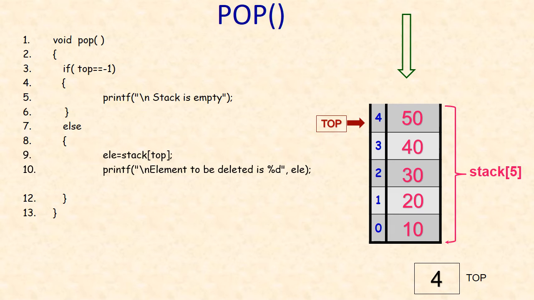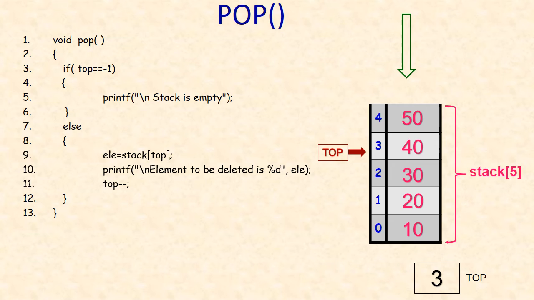Now I want to perform the pop operation. This is actually the code for the pop operation. The first 2 lines are actually not required, but we are doing that only to display the element for our understanding. The only code for the pop operation is top minus minus. When top is decremented, the top value will become 3 in this example. Now top points to the next index.